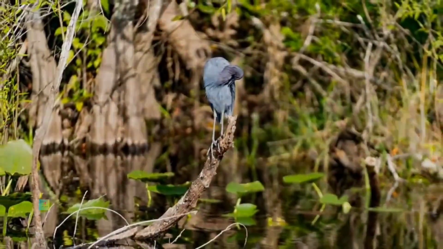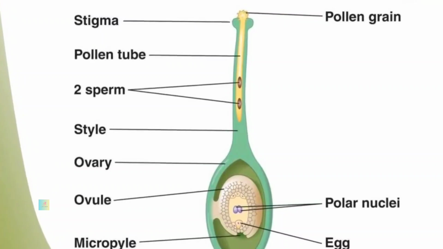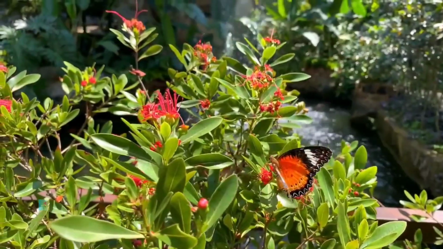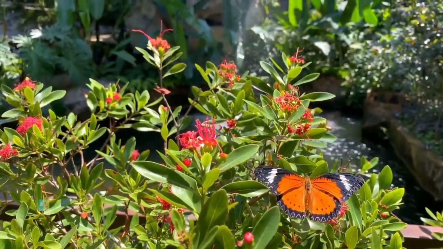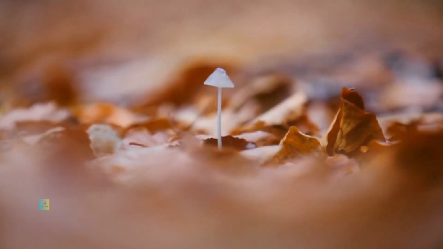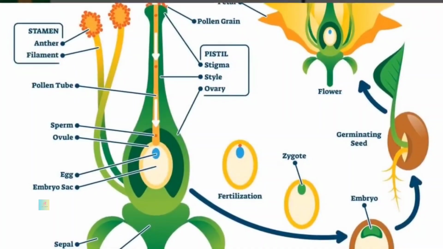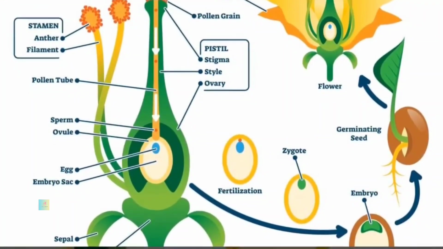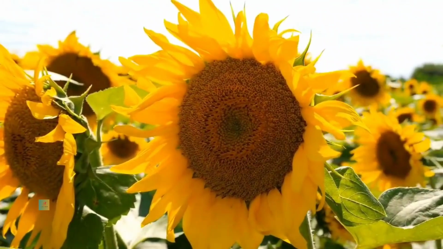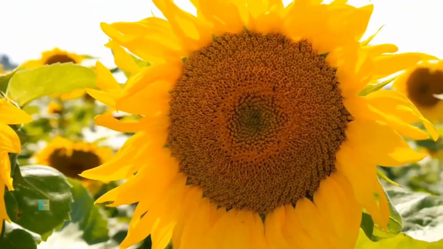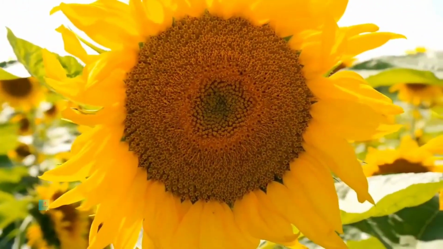Upon reaching the ovule, the pollen tube penetrates the ovule's protective layers. This penetration marks the beginning of the fertilization process. One of the sperm cells fuses with the egg cell, forming a diploid zygote. This fusion is the essence of sexual reproduction in plants, combining genetic material from both parent plants to create a unique genetic makeup for the offspring.